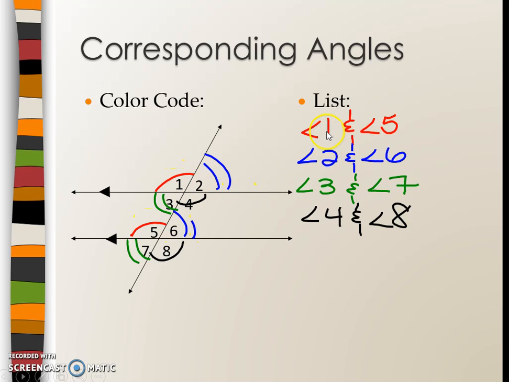1 and 5, I need you to write angle 1 is corresponding to angle 5. So they are same spot. So corresponding means same spot. And then 2 and 6, as you know, they're in blue, two lines. Those are corresponding because they're on the same spot. And then 3 and 7 are in green. Those two are corresponding angles. And 4 and 8 are also corresponding angles because they're in the same spot on the bottom right. So please write these four pairs of angles. They are corresponding angles.